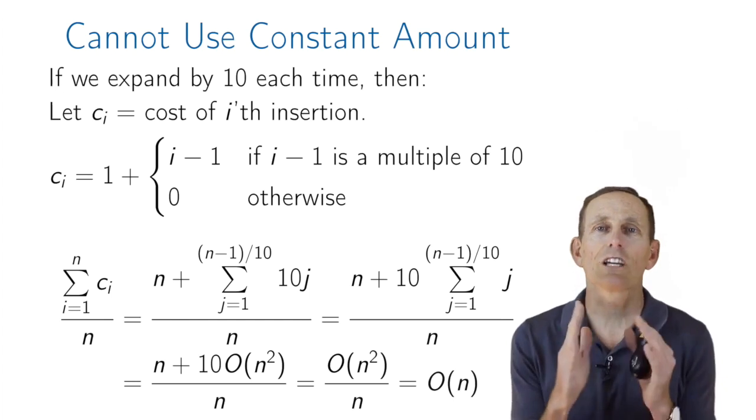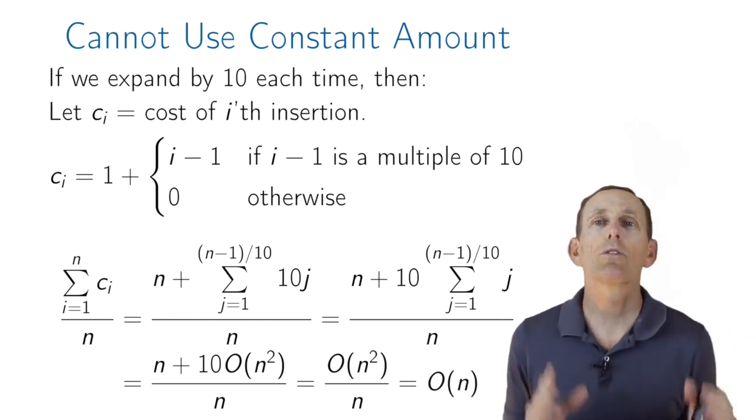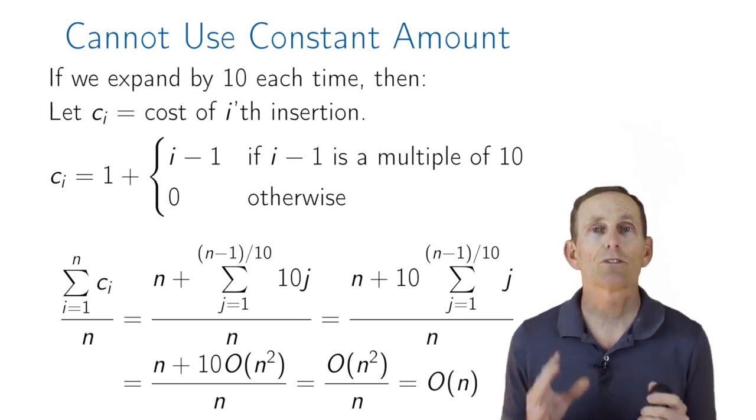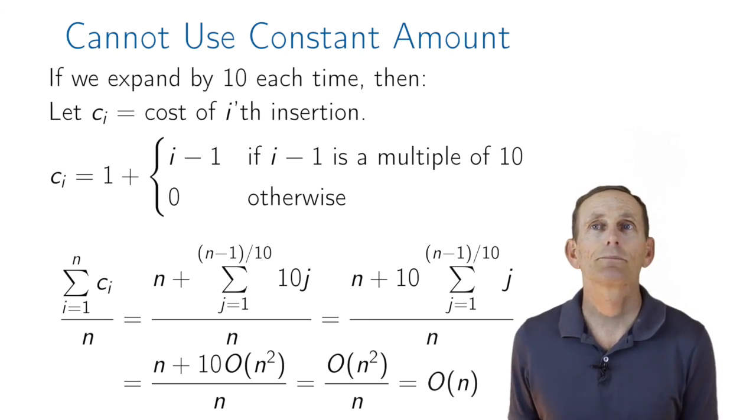So this shows that if we use a constant amount to grow the dynamic array each time, that we end up with an amortized cost for pushback of order n rather than order 1. So it's extremely important to use a constant factor.